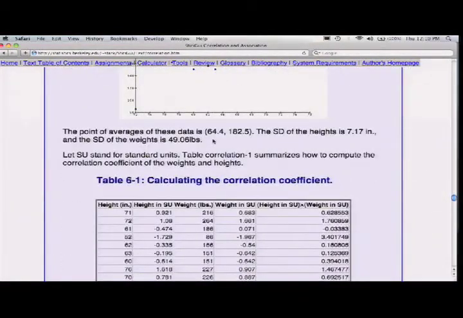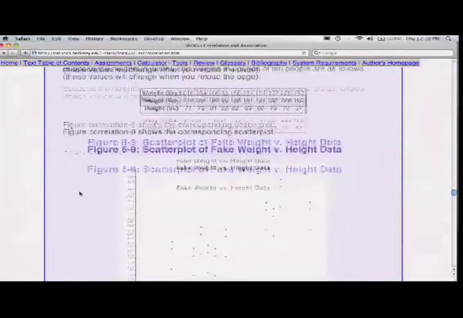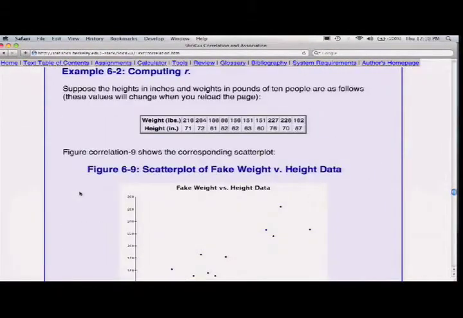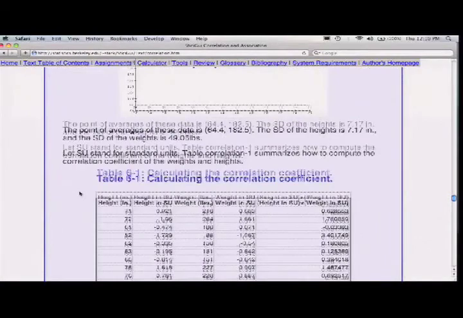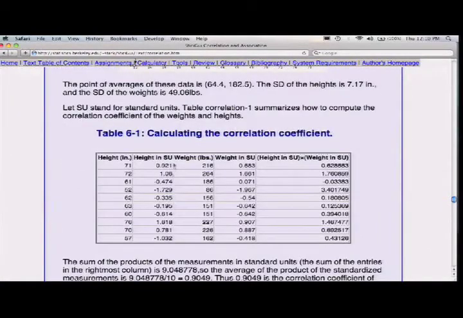Okay, so the point of averages is 64.4 inches, 182.5 pounds. The SD of the heights is 7.17 inches. The SD of the weights is 49.06 pounds. So how do we calculate the correlation coefficient? We have these two lists, 71, 72, 61, et cetera, are the heights. 216, 264, 186, et cetera, are the weights.